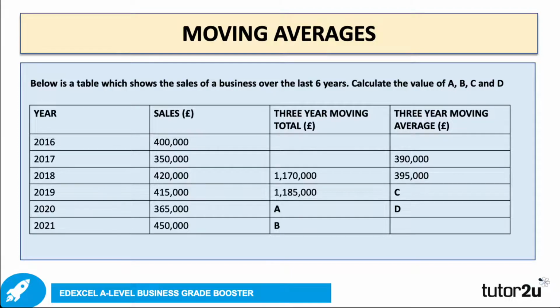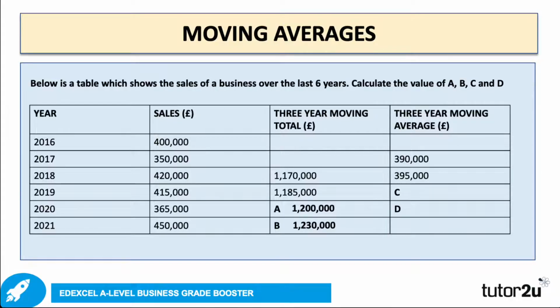So should we have a look at these? First of all, let's have a look at A. Before we have a look at B, what we've done there is, if you could work it out, we added up the sales from 2016 to 2018. That gives us the 1,170,000. Then we add up 2017 to 2019. That gives us the 1,185,000. Then that 1,200,000 is derived from 2018 to 2020 added together. And then the 2019 to 2021 sales will be what B is, Jim, if you can reveal that, please.